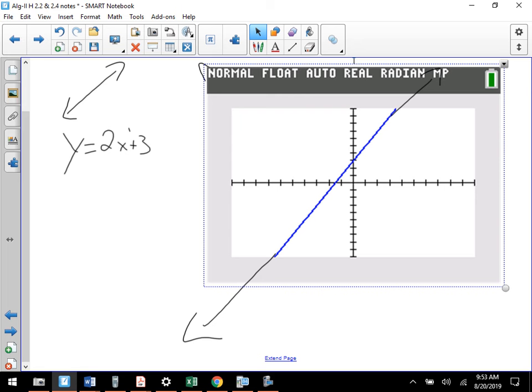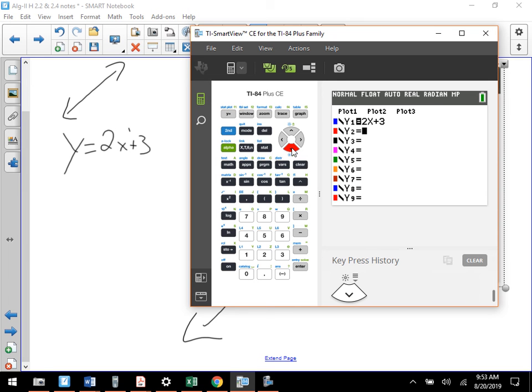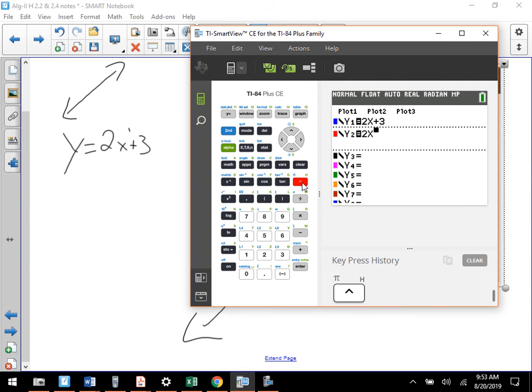Now, what I want to do is go back to your y equals real fast, and I'm going to add a second graph with the same coefficient, same y-intercept, but I'm going to change the degree. I'm going to change the degree to the third. So it's going to be 2x cubed plus 3. So remember, we type in 2x caret to the third.